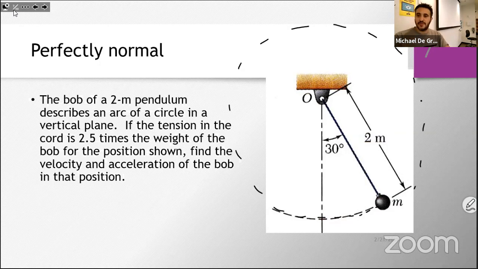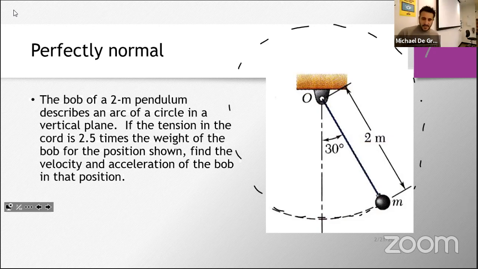I realize this is not a very good drawing. But imagine that this, for some reason, can swing through the wall, and it comes all the way up. It would create a circle that's got a 2-meter radius. So they're telling us that this length here is 2 meters, okay?